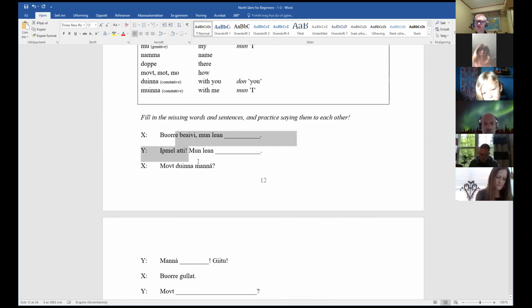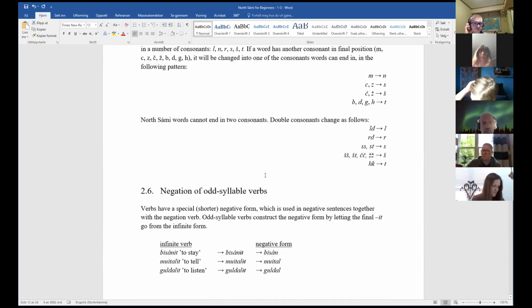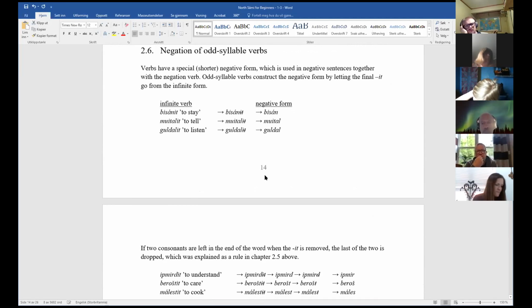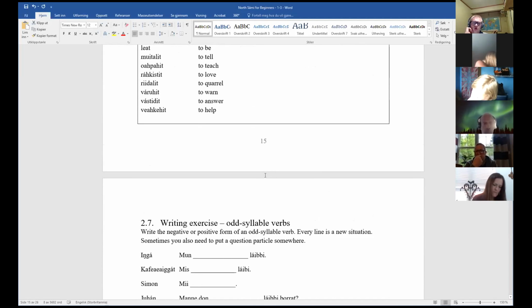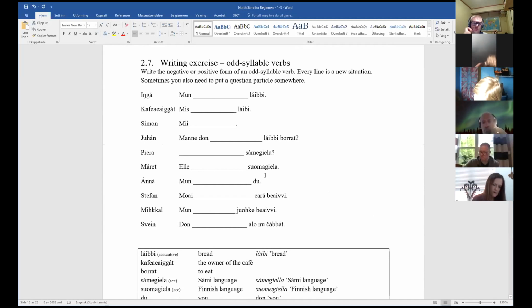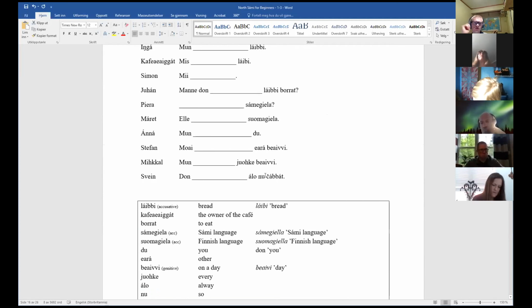I think you could work with this. And then we should try also to talk a little bit about some sound laws and some negation of odd syllable verbs here in the end. And we also have some writing exercise here in the end of the lesson.